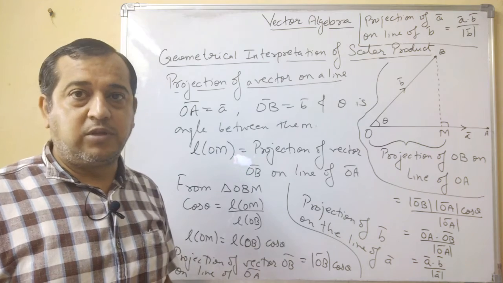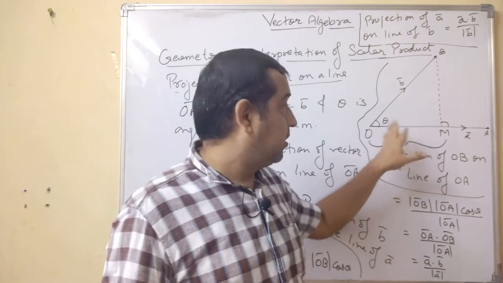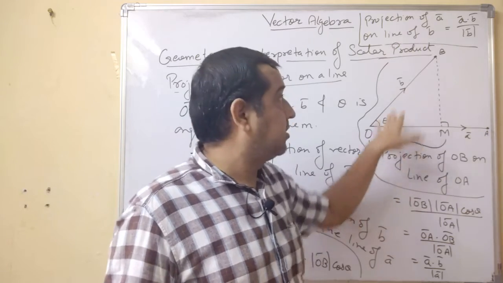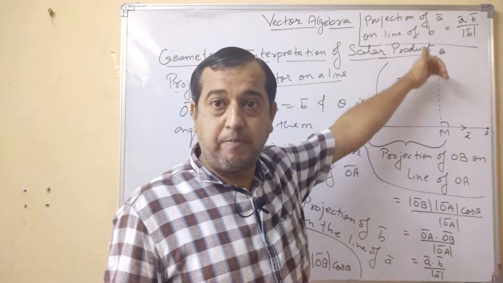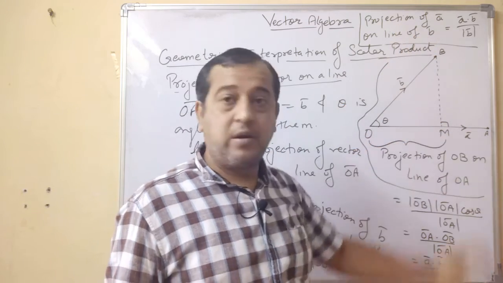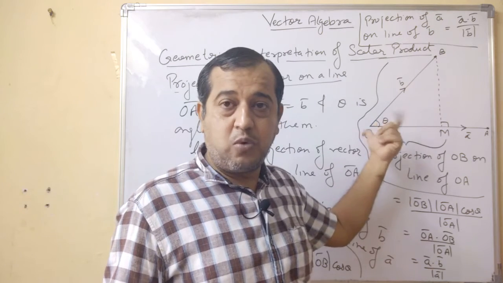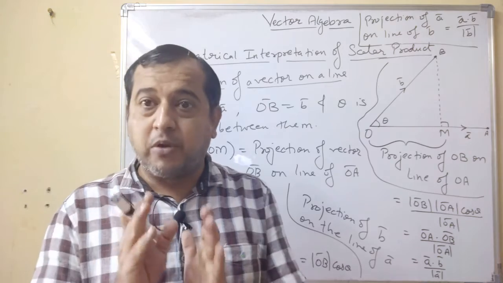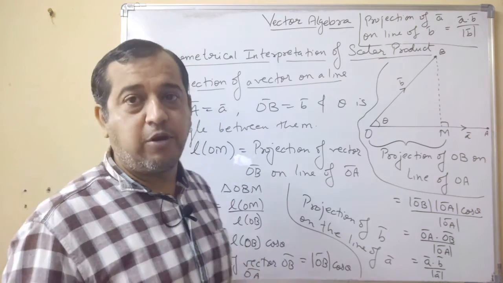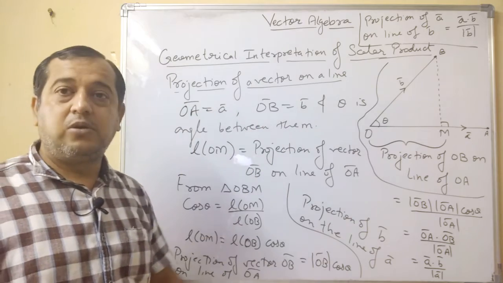Okay, so this is the concept of projection. What is projection? You consider this diagram here. This is your vector OA, this is the vector OB. Theta is the angle between them. From point B we have drawn BM perpendicular on OA. Then this length OM, means from the point of reference O to M the distance, this length OM is known as projection of vector B on the line of vector A. Okay, please note it down.